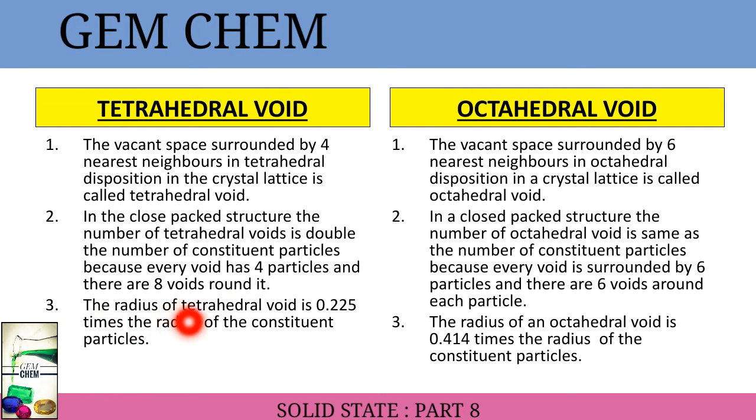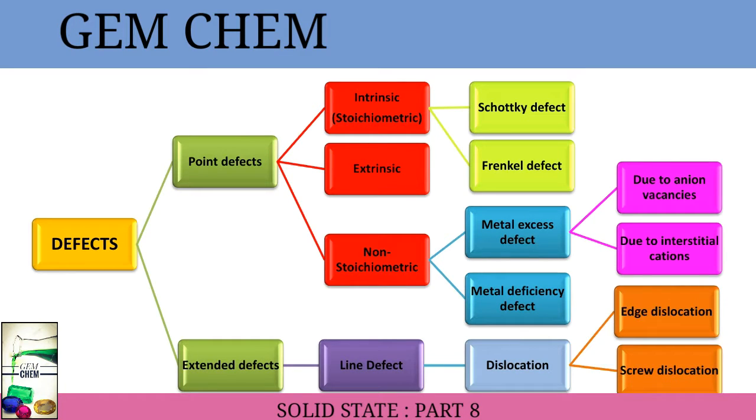The radius of the tetrahedral void is 0.225 times the radius of the constituent particles, whereas the radius of an octahedral void is 0.414 times the radius of the constituent particles. So we should remember that the larger void here is the octahedral void. Now we will deal with the defects in crystals.